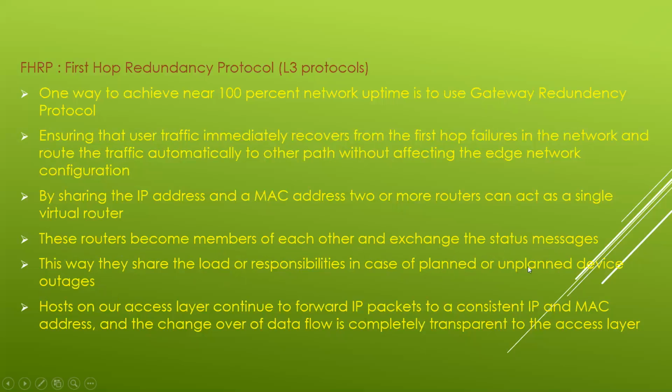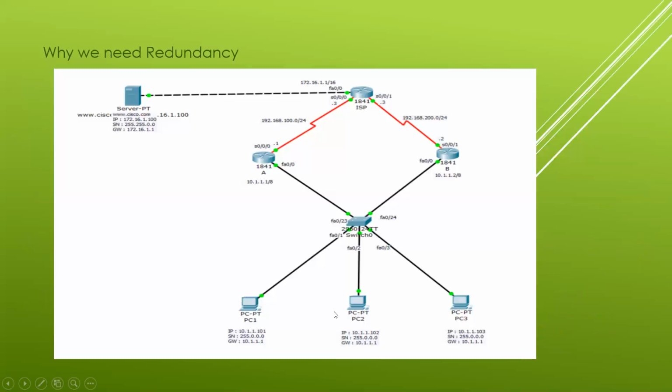In case of planned or unplanned device outages, hosts on our access layer continue to forward IP packets to a consistent IP and MAC address, and the change over the data flow is completely transparent to the access layer. So as I discussed here, if we implement the redundancy protocols, whatever change happens here, these users are transparent and independent.